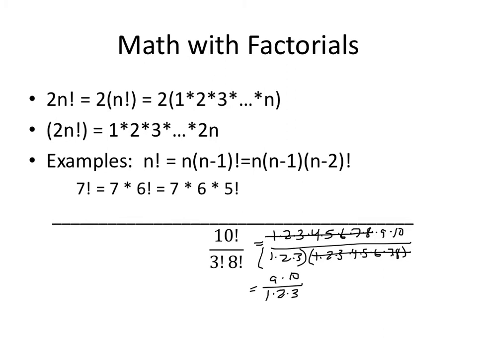So when I have a 10 factorial, I can cancel out things like that, okay? So that's left with 90 divided by 6, which is 30 divided by 2, which is 15, right? Okay? So that cancels out pretty nicely, okay?